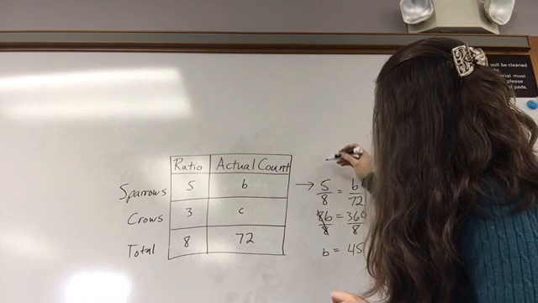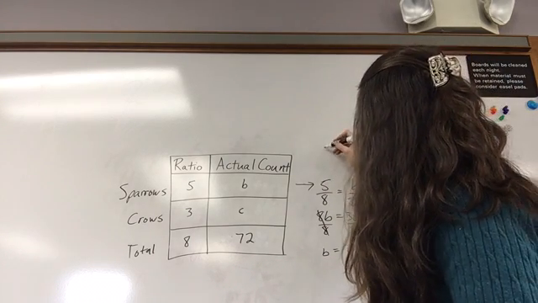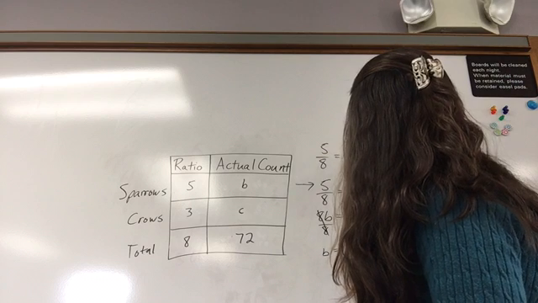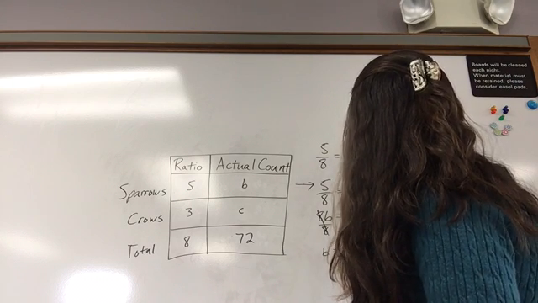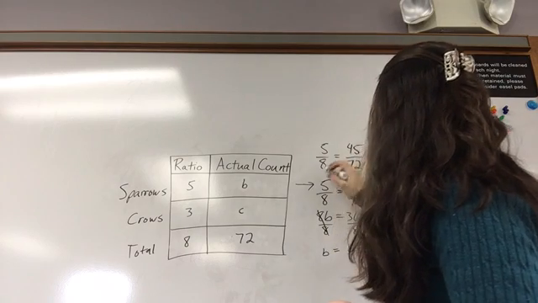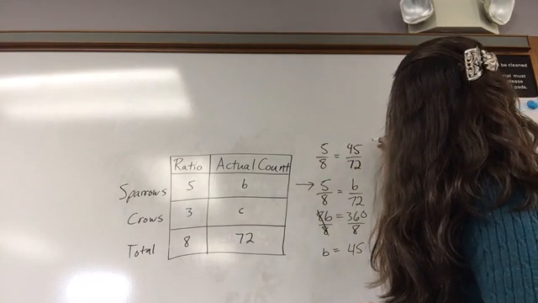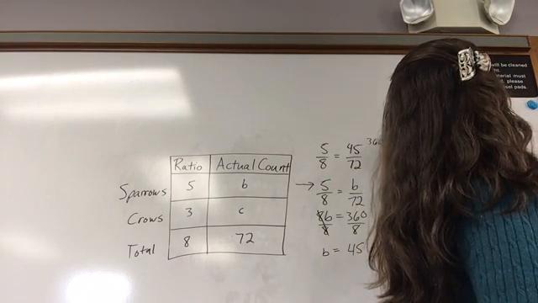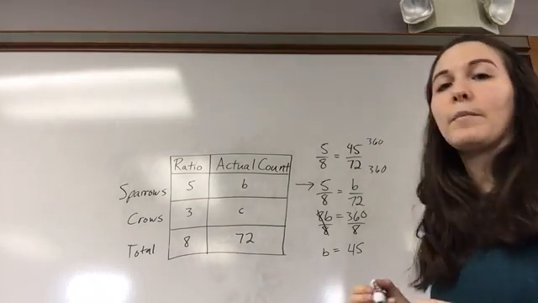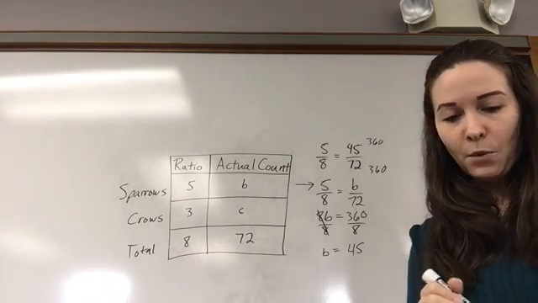And we can set up our proportion again in order to check it. 5 is to 8 as 45 is to 72. 8 times 45 is 360. 5 times 72 is 360. So our proportion is equal.